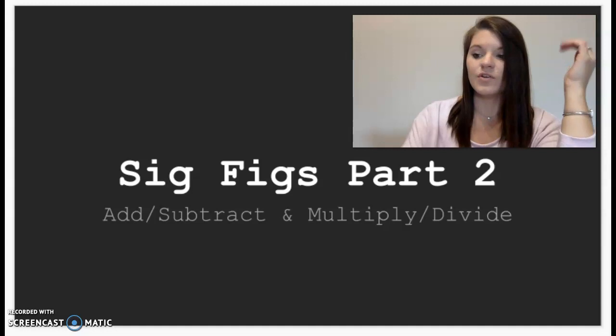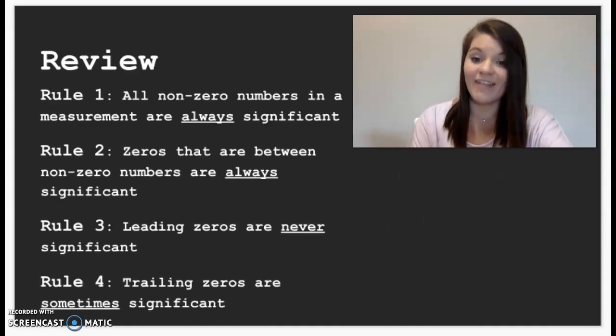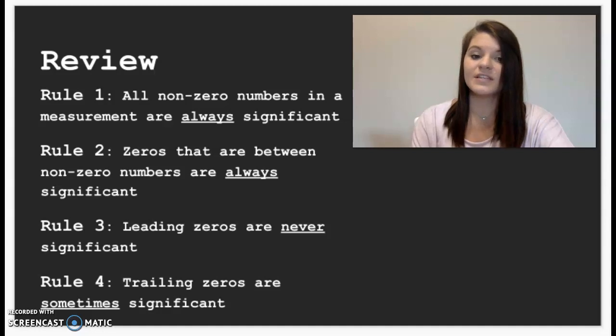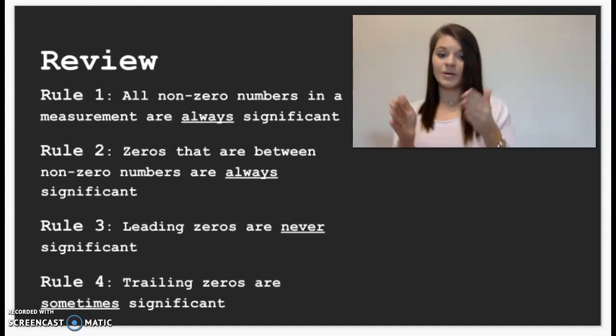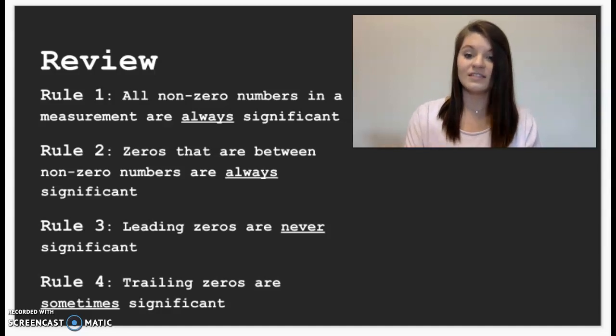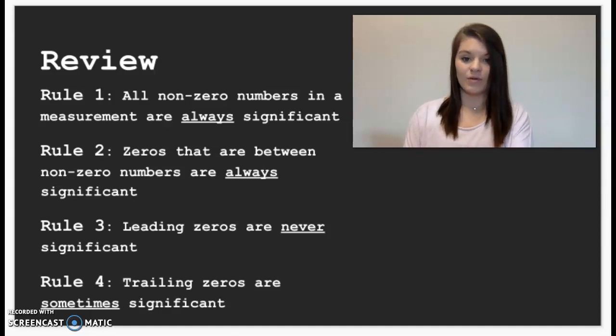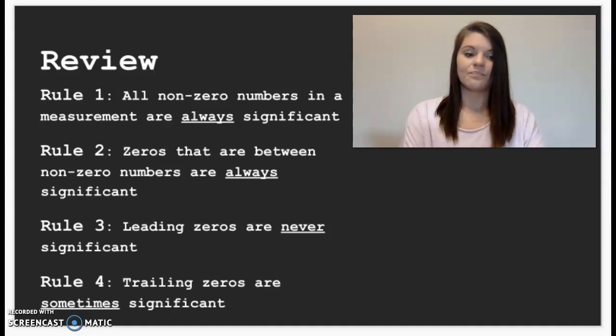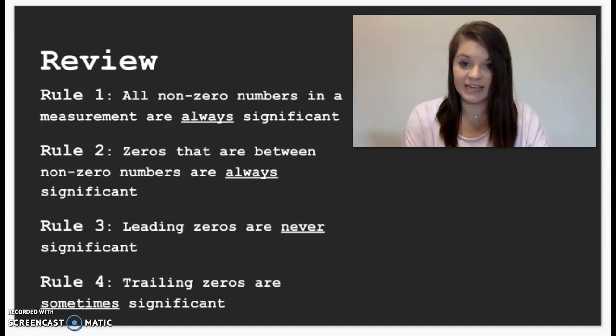Okay, so we're just going to review really quickly the 4 rules that we talked about in class. Rule number 1, all non-zero numbers, so numbers 1 through 9, are always significant. Zeros that are sandwiched between non-zero numbers are always significant. Leading zeros, so any zeros that come before a non-zero number, are never significant. And then trailing zeros, remember, are sometimes significant. So it just depends, right? Okay, so those are the 4 rules. They're in your packet, in your notes, if you need reference.